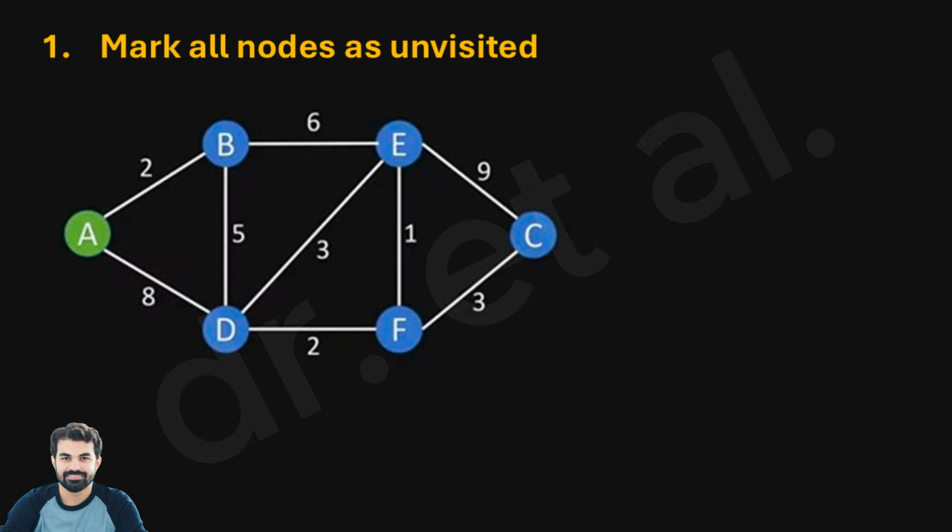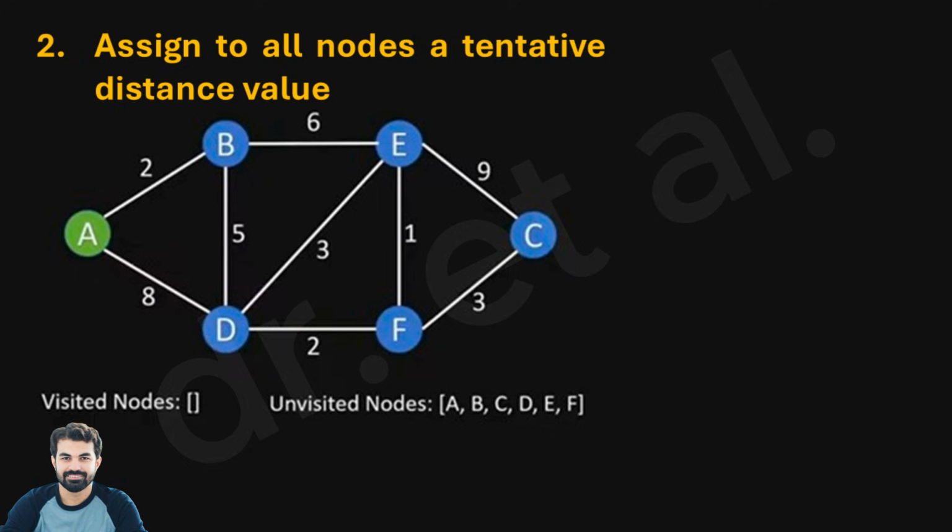To do this, we set up two lists. One list will contain all the unvisited nodes in the graph, starting with every node included. The other will be a visited nodes list, which begins empty. Next, we assign a tentative distance value to each node, which will update as the algorithm progresses.